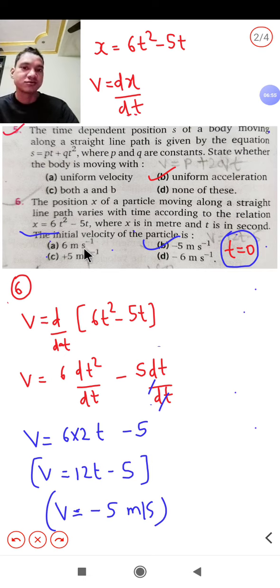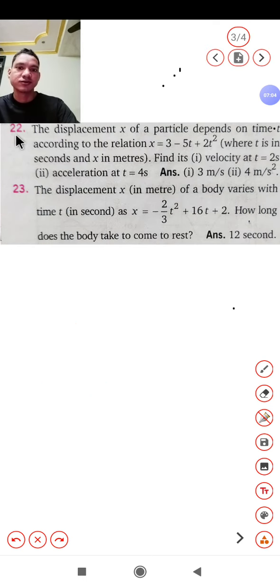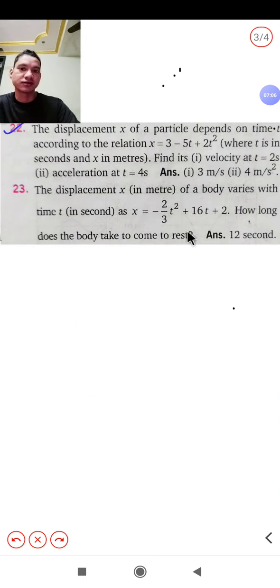Now let's move on. I hope you have understood this part here. Let's move on to the next numerical. 22. Okay, check this one. Displacement x of a particle. This is the expression for displacement. We need to calculate velocity at 2 seconds, acceleration at 4 seconds.